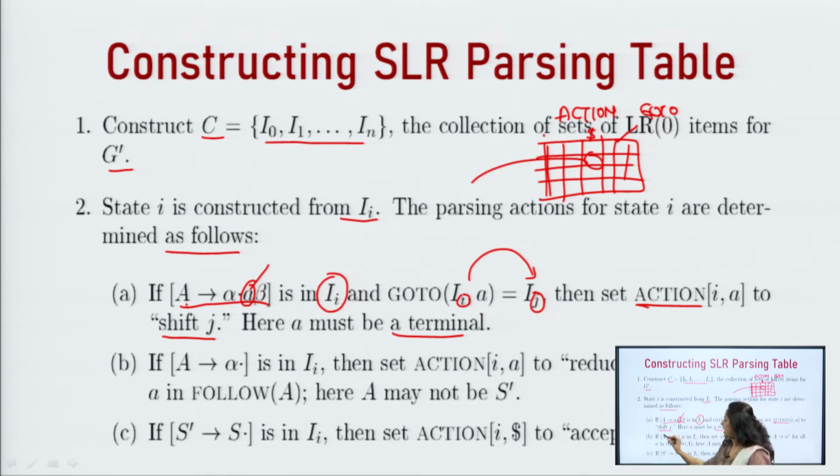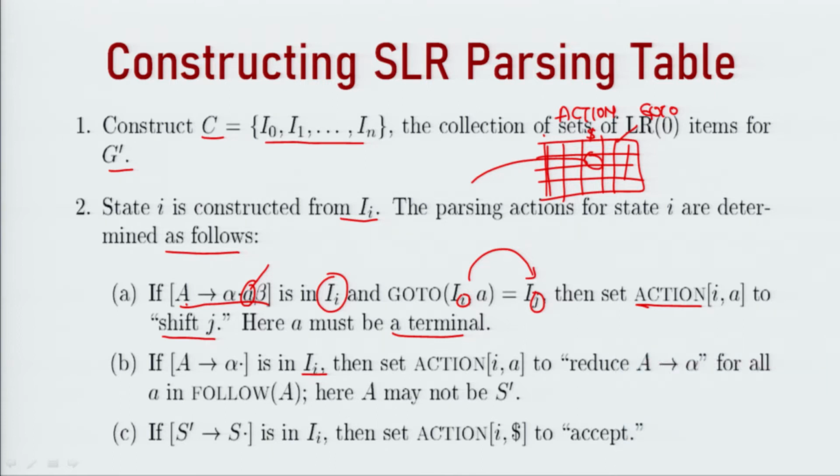Now next, if there is an item like A to alpha dot, meaning in this set of items the dot is at the extreme right position, then we perform the reduce operation. We write reduce A to alpha in the cell action[i, a]. What is i? i is this state. What is a? a is in follow of capital A. So for every a in follow of A, we write reduce A to alpha.